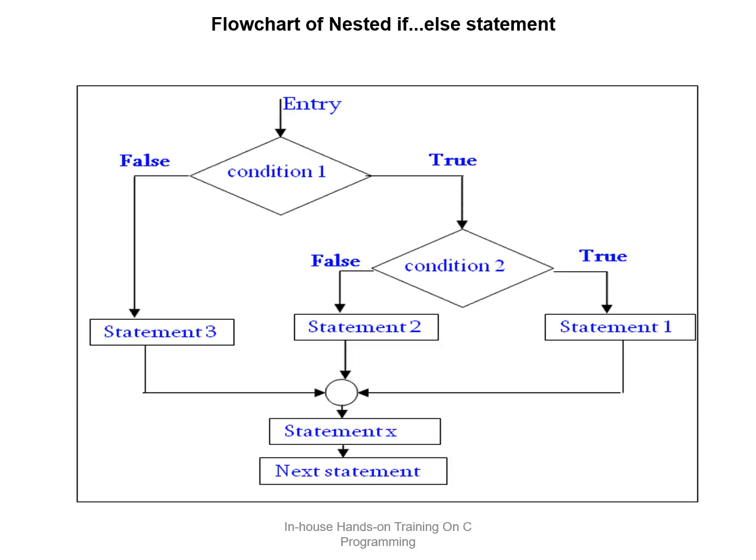If the condition is true, then we will check another condition. If that condition is again true, then we will execute statement 1, and after that we will continue to our linear instructions, that is statement X and then the next statement. But if condition 1 initially becomes false, then we will execute statement 3 and then join to statement X and then the next statement.